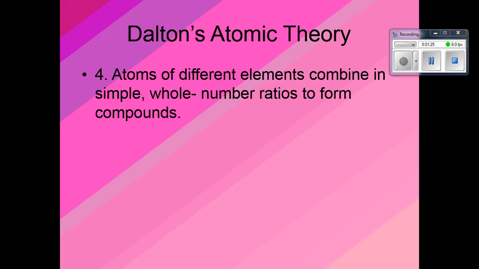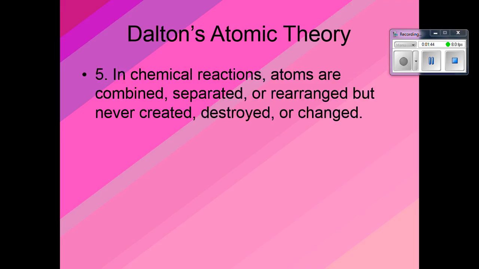4, atoms of different elements combine in simple whole number ratios to form compounds. So atoms of different elements will come together, right? But you won't get a half of an atom. You'll get a whole atom. So we're going to get whole numbers. So that's why it's H2O and not H1.5O. H2O, whole number ratios. So in a chemical reaction, atoms are combined, they're separated, they're rearranged, but never created, destroyed, or changed in chemical reactions.